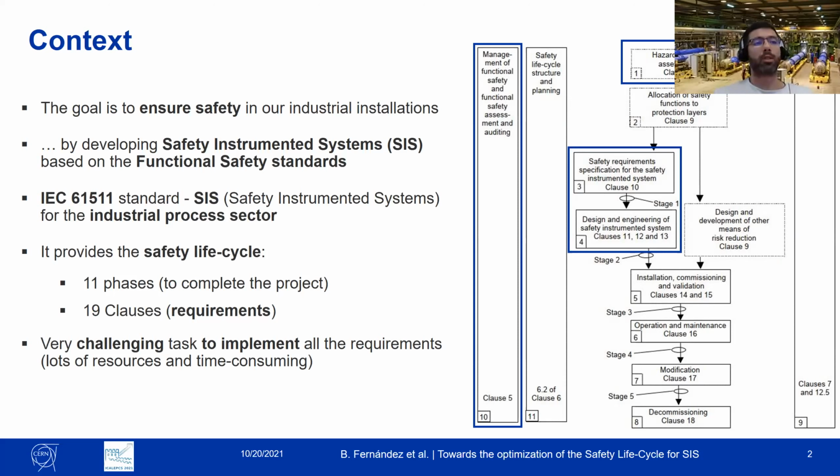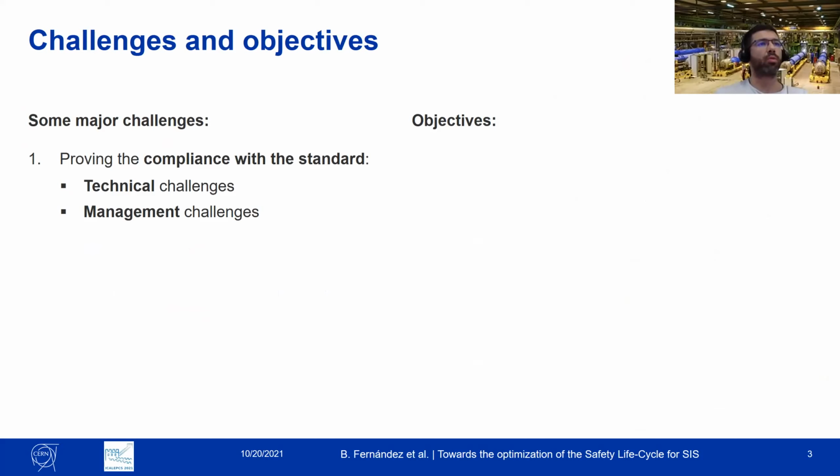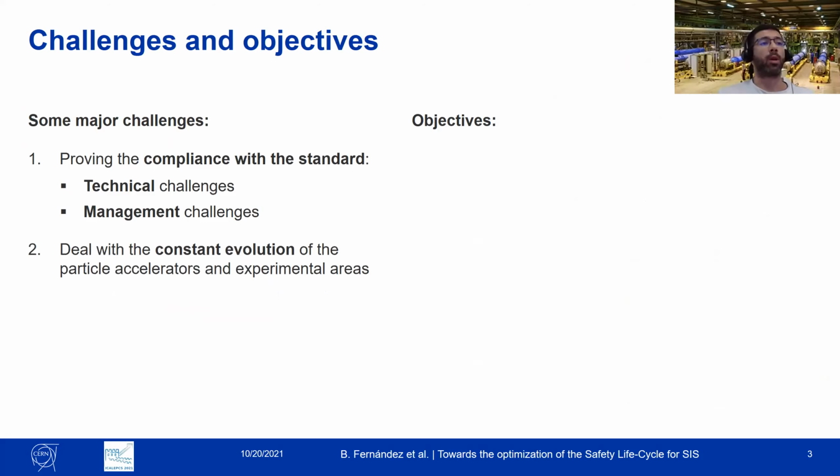Based on our experience, implementing all the requirements from this safety life cycle is a very challenging task. It requires a lot of resources and is very time consuming. So what are our challenges and objectives in this project? The first challenge is to prove the compliance with the standard in our functional safety projects. For that, we have technical challenges and also challenges from the management point of view. We also have to deal very often with the constant evolution of particle accelerators and experimental areas, where those changes may affect the safety of our industrial installations.